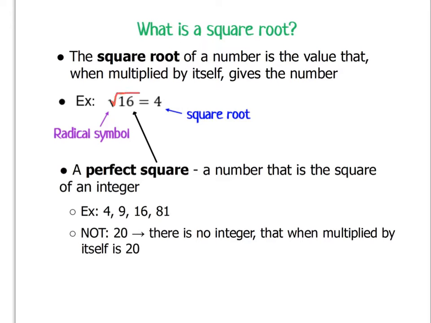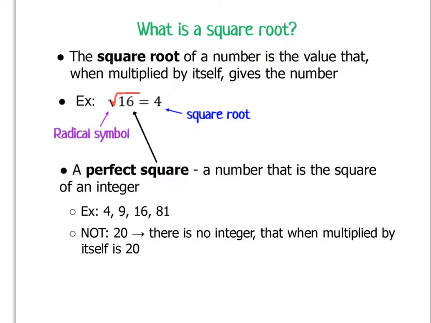This is called a radical symbol. We have a 16 underneath. So how we say that is the square root of 16. So the square root of 16 is a number that when I multiply it by itself is 4. So the square root of 16 is 4 because 4 times 4 gives us 16.